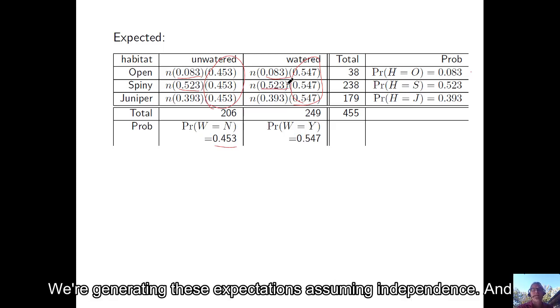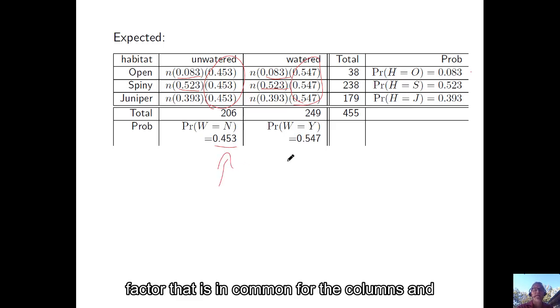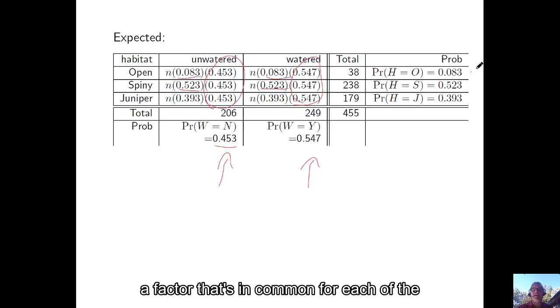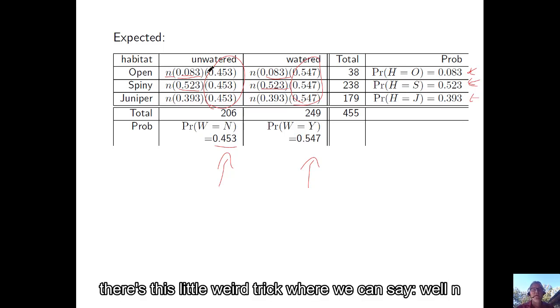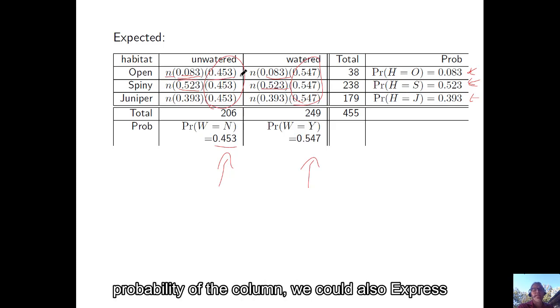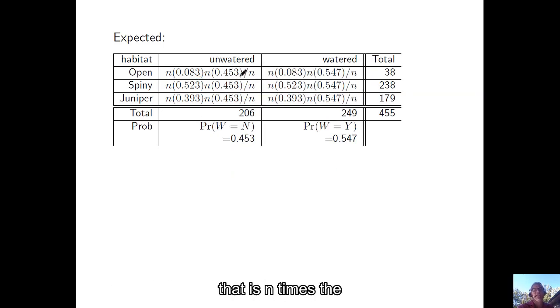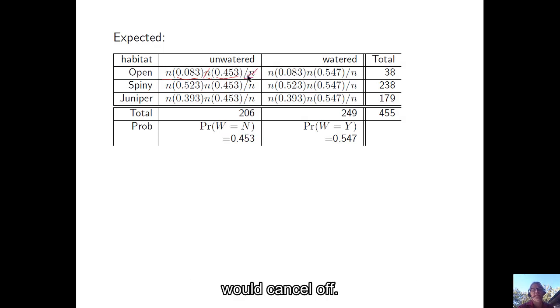We're generating these expectations assuming independence, and so there's a factor that is in common for the columns and a factor that's in common for each of the rows to give us the expectations. So it's n times the probability. There's this little weird trick where we can say, well, n times the probability of the row times the probability of the column. We could also express that as n times the probability of the row times n times the probability of the column divided by n again, right? Because these two n's would cancel off.